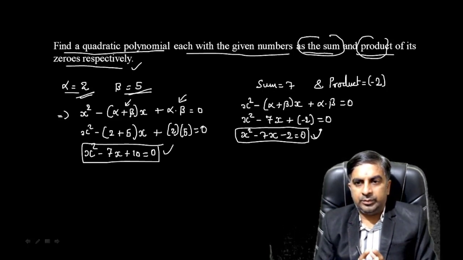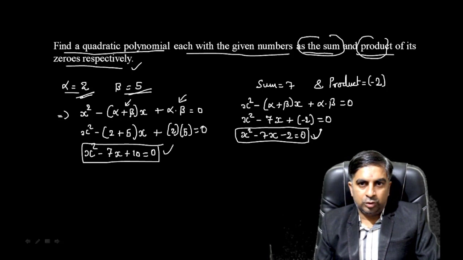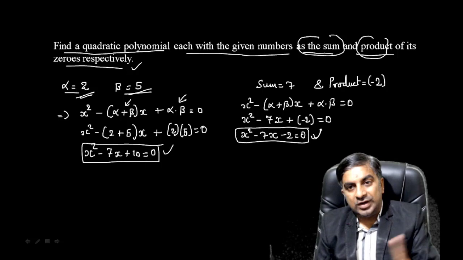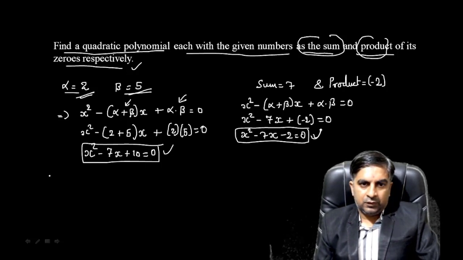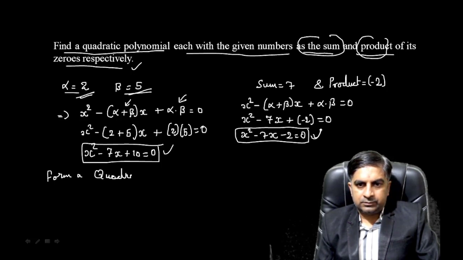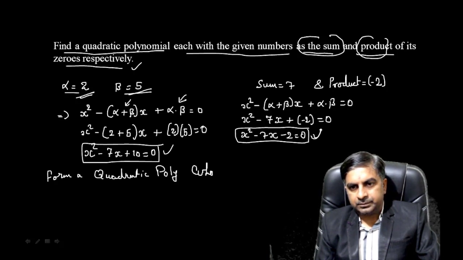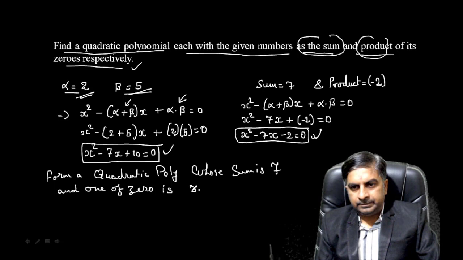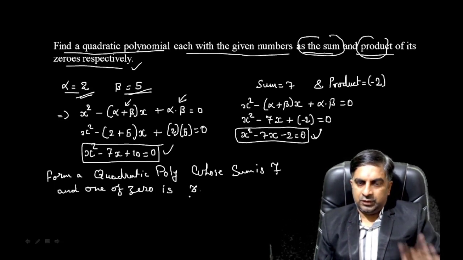So every time you need to keep in mind, guys, sometimes they will give you zeros, sometimes they will give you sum and product, and sometimes they will give you one zero and the sum. Like, let me tell you, form a quadratic polynomial whose sum is 7 and one of the zeros is 3.